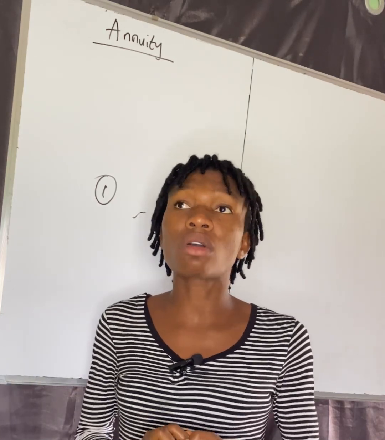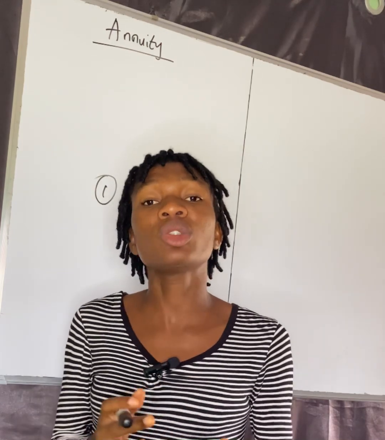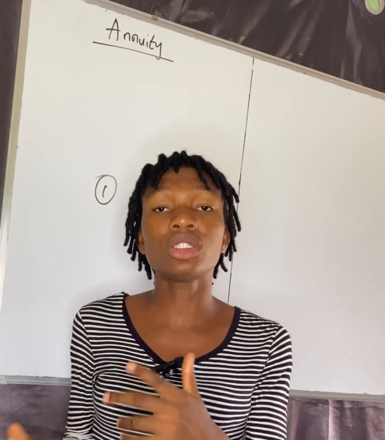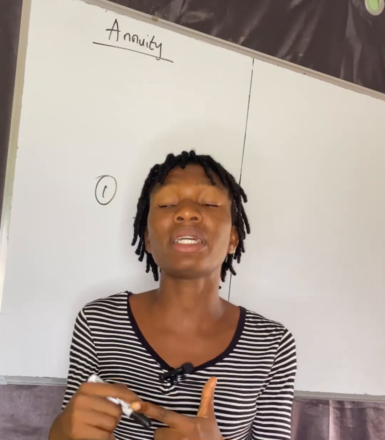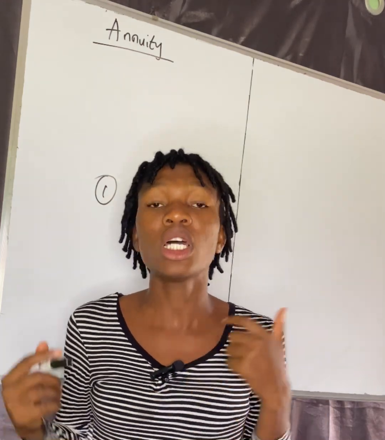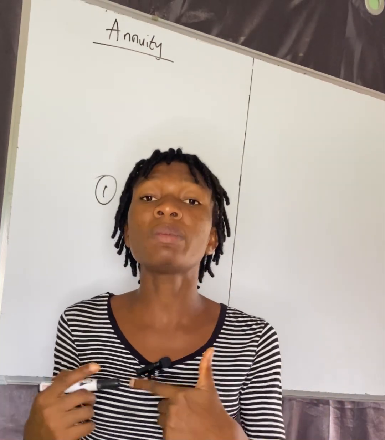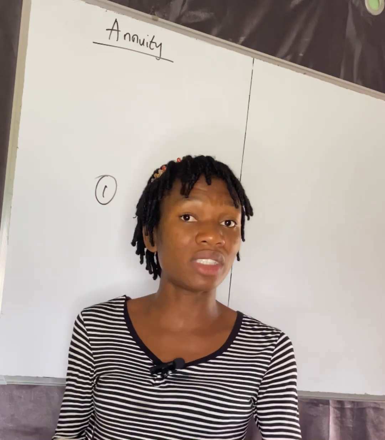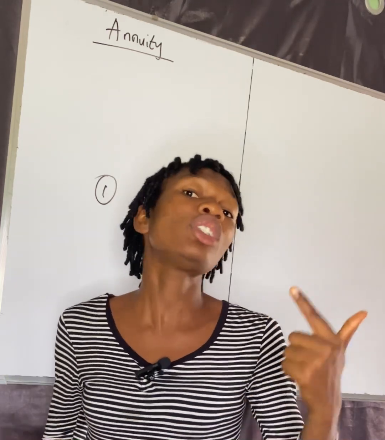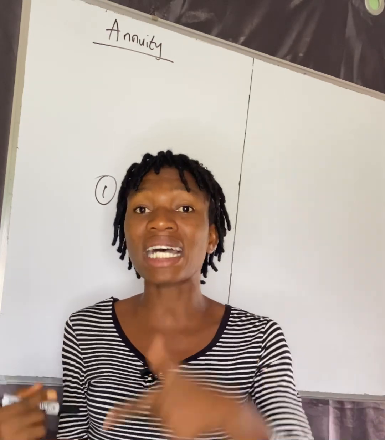Now we can calculate interest in two ways, and in this video we're going to be looking at the two ways we calculate interest for annuity. The first way is where payment is made at the end of the year. If we make payment at the end of the year, it means that the first payment will not have any interest, but the interest will start from the next year.